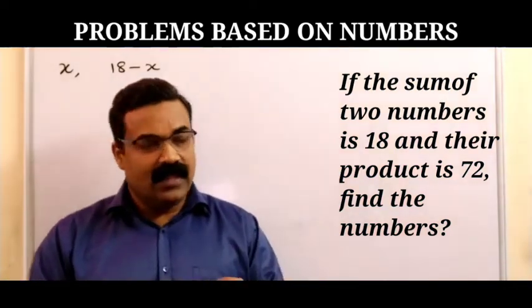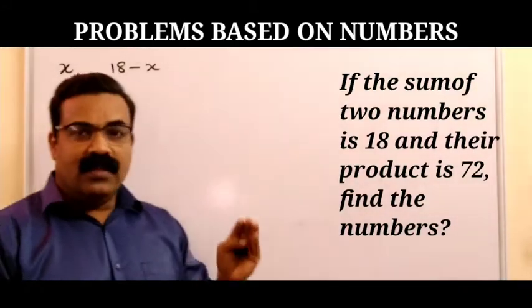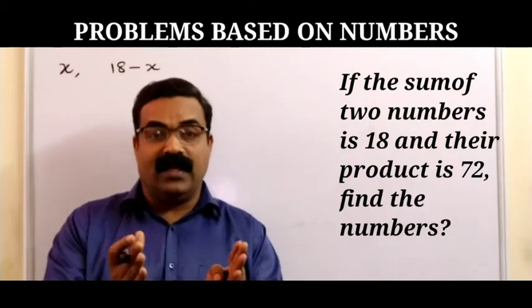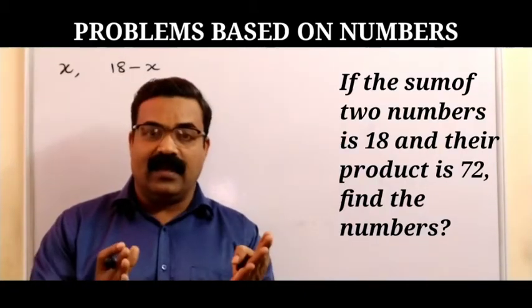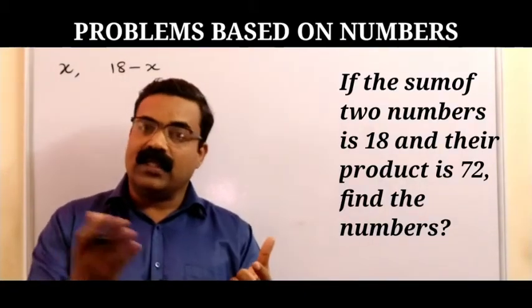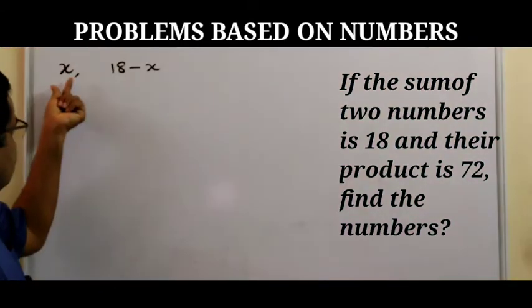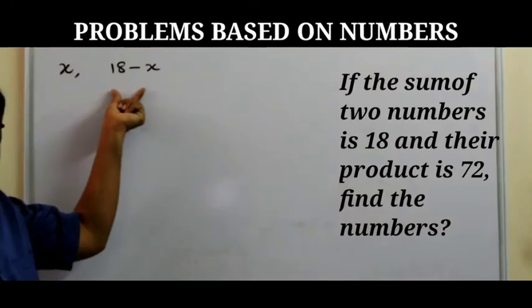There are two numbers. The first number I have taken is x and the sum is 18. When you add both the numbers, you get 18. One of the numbers is x, so the other number will be 18 minus x. So we got two numbers: the first number x, the second number 18 minus x.